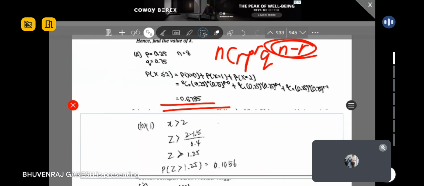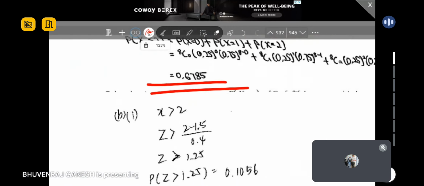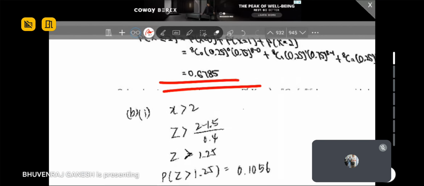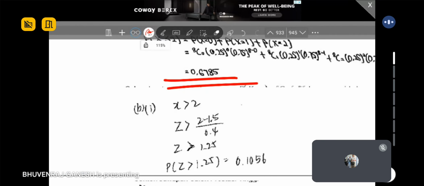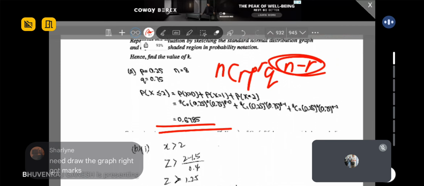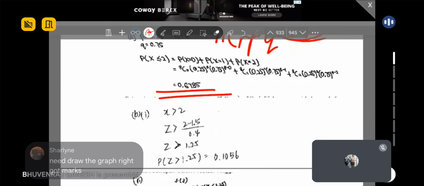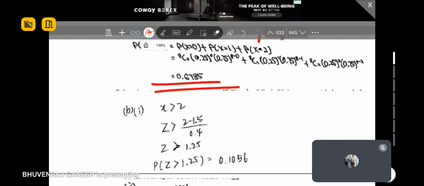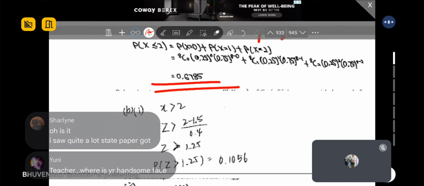Okay, so this is your working. Understand? Question B1, can, right? Easy, right? For Question B1, you must draw the graph, right? Got marks? No, the graph won't have marks. The graph is just to help you understand better. It is just an aid only for y'all.